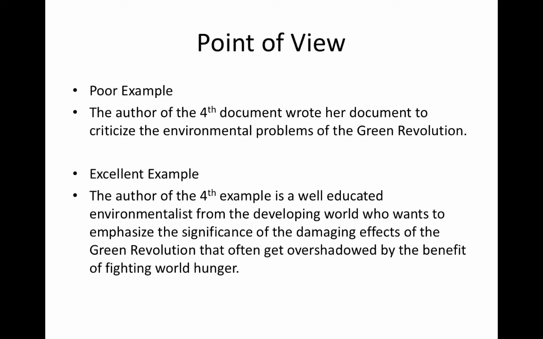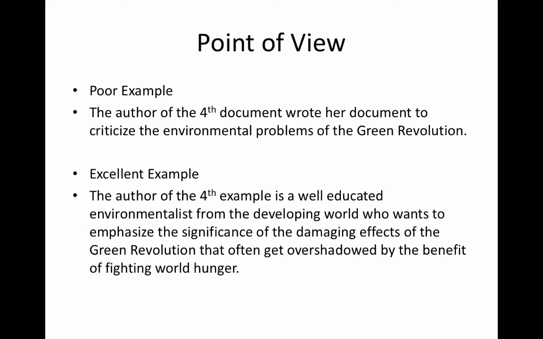Okay, so now let's look at point of view as an example. Here's a bad example. The author of the 4th document wrote her document to criticize the environmental problems of the Green Revolution. Now notice what the problem is here. Again, remember, I'm not looking for an author's name. That really doesn't bother me. But what bothers me is that I'm not given any kind of attribution. There's nothing here about the social class or status of the author. I'm told a purpose, to criticize the environmental problems, but there's really no significance coming out of this. This is not very specific.